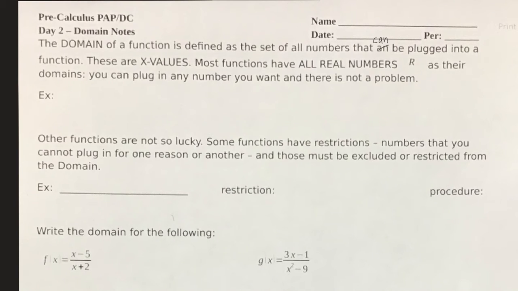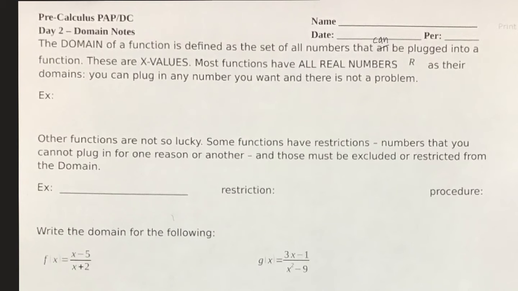Okay, so when we're asking you about domain, we're asking you about the possible x values that you can plug into a function. Okay, because the range depends on whatever you're plugging in. Every function has its own range depending on what you plug into it. So x is the domain, and we're trying to see if any of these functions have restrictions.